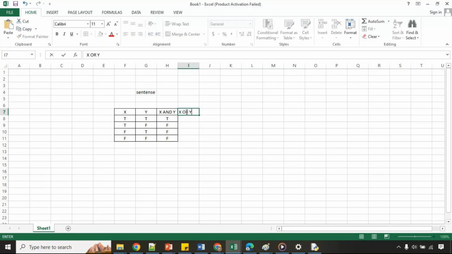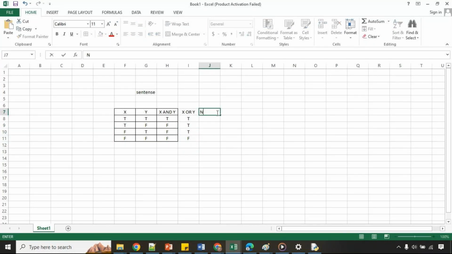X or Y. Observe this one. X or Y. If any one of the persons is saying true, then it is true. OR means anyone: if anyone is true, or if both are true, it is true. If both are false, then false.